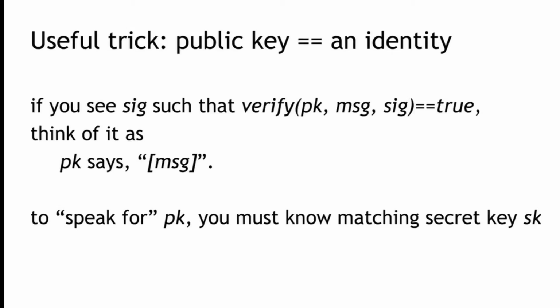And if you think about it, for someone to speak for PK, that is, for someone to be able to make statements that will be seen as coming out of PK's mouth, you have to know the matching secret key, SK. If you know the secret key that corresponds to the public key PK, then you can sign messages with that secret key, and what you're doing essentially is making statements on behalf of that public key. That means there is an identity in the system which only you can speak for. And of course, that's what you want an identity to be: something that one person can speak for, that everybody can see.